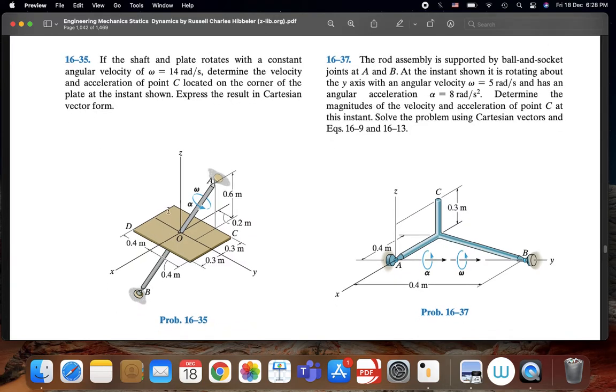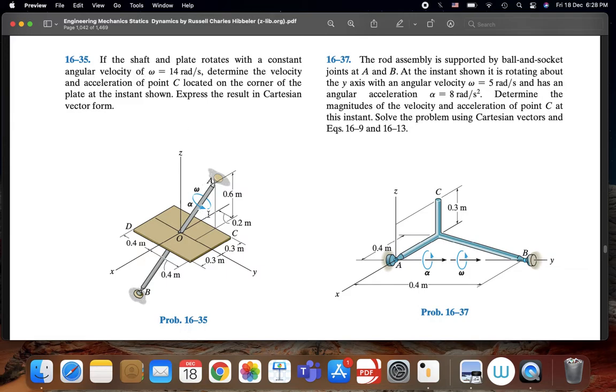So guys, here we have a plate, and going through the plate we have a shaft. And these are rigidly connected to each other, meaning that if the shaft was rotating, then it will cause rotation of the plate itself. So both of them are rotating now if the shaft was to rotate. So now it says that if the shaft and plate rotate with a constant angular velocity of omega equals 14 radians per second.